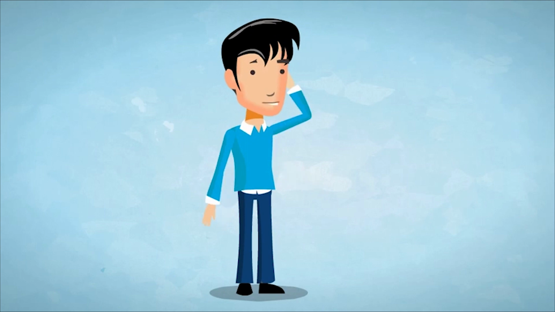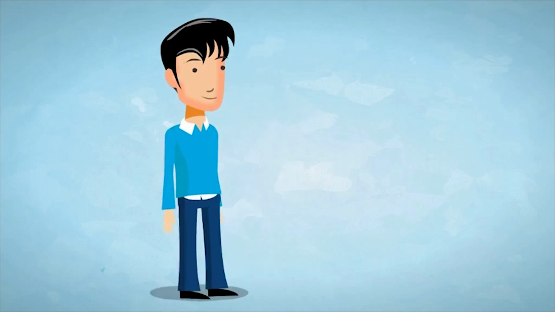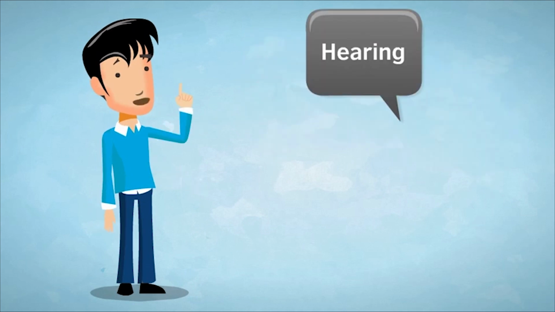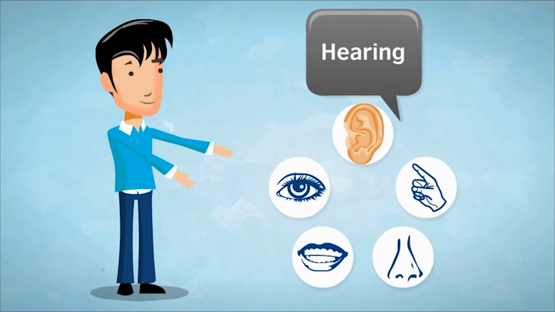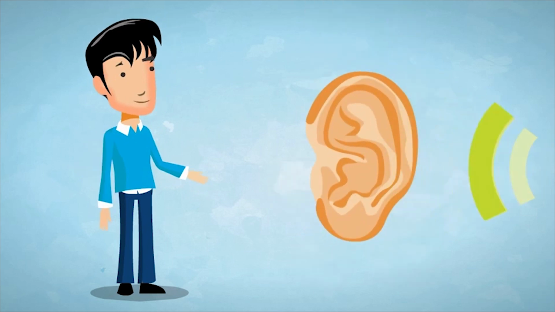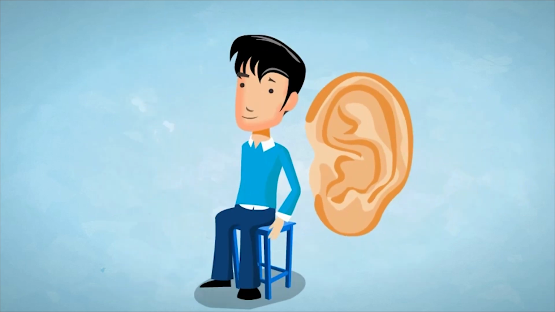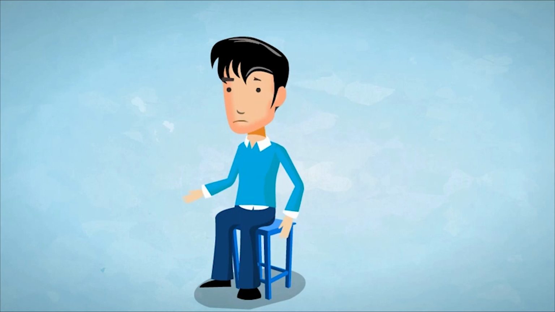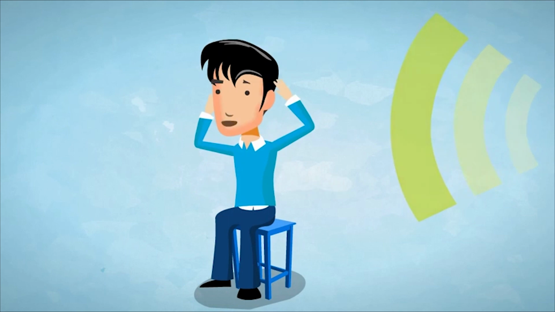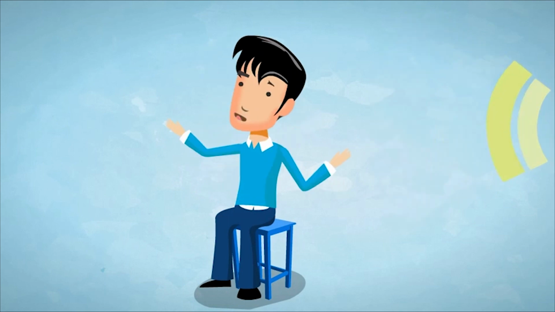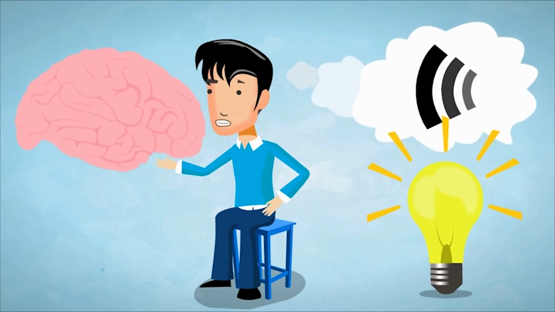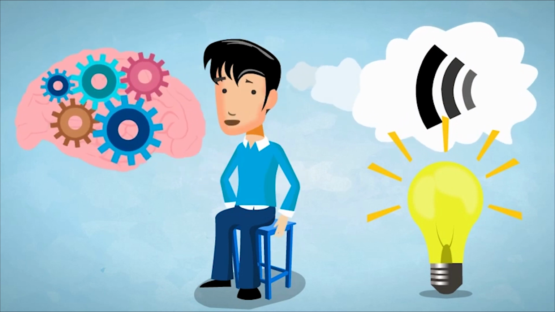Many people are confused about the difference between hearing and listening. Hearing is one of the traditional five senses and simply involves the ability to hear sounds through the ear. It doesn't matter whether we understand the sounds or not. But listening, on the other hand, is all about making sense of what we've heard. And our brains carry out a whole range of activities in order to do this.